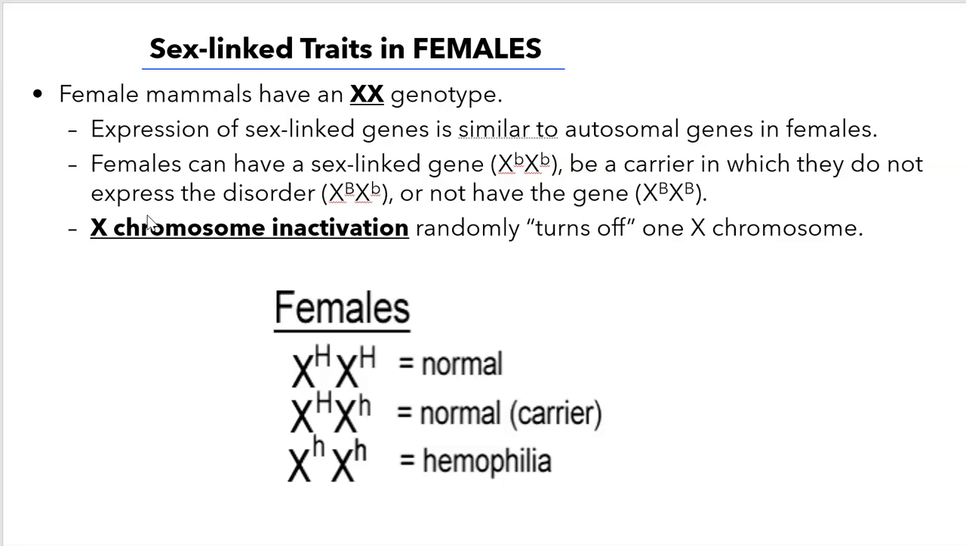Females, for the same genetic disorder, if we're looking at hemophilia, for example, they can be homozygous dominant, normal. They could be what we call carriers, where they're still normal, but they're heterozygous. They're carrying the recessive allele, so their children could potentially have it. Or they could be recessive and have the genetic disorder.